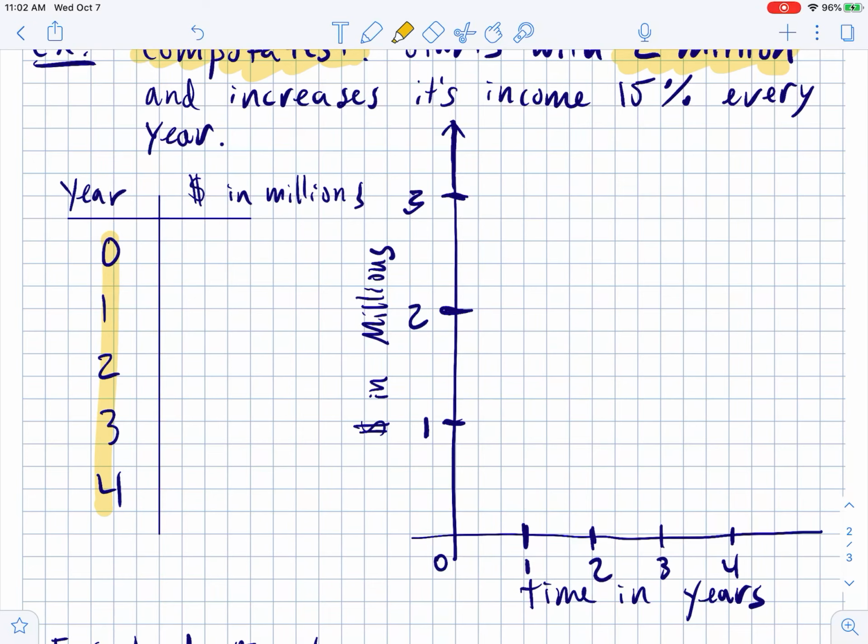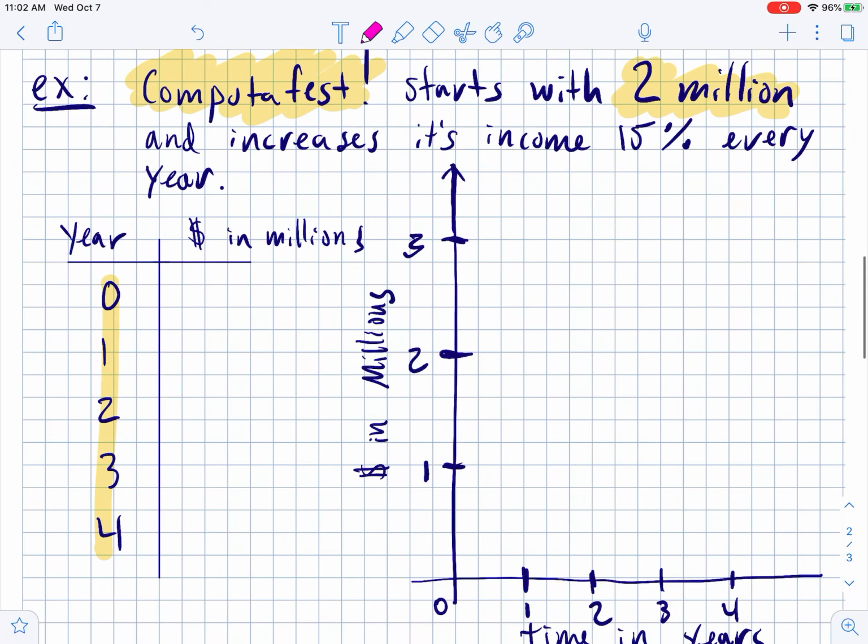They didn't say in what year. Maybe they're starting in 2010 as well. That would make sense with the context of the problem because I think you have to compare these two companies. But they're going up by 15%. So in year 0, they have 2 mil.